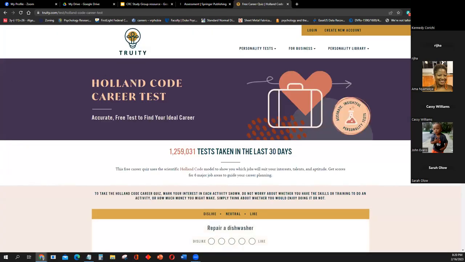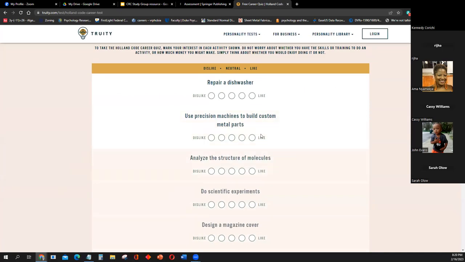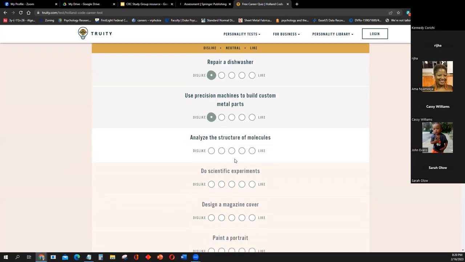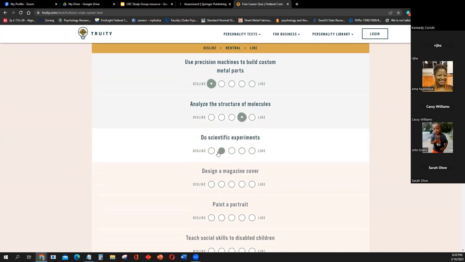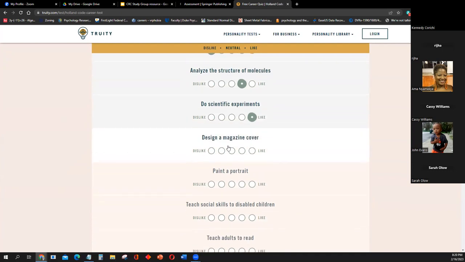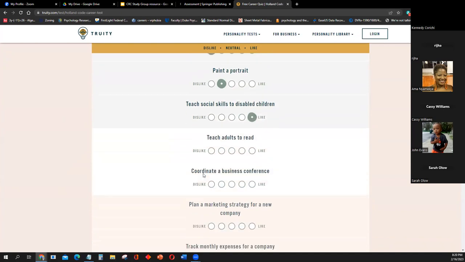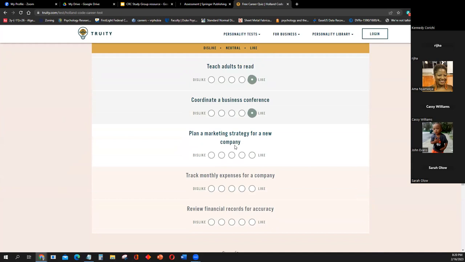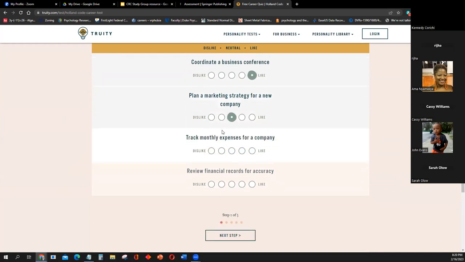Holland's Code Career Test. It's not that long, as I mentioned, about 291 items. So you just choose dislike, neutral, like. And it gives you a brief description and result based on these. I'm just going to see what happens. Yeah, go ahead, go ahead.